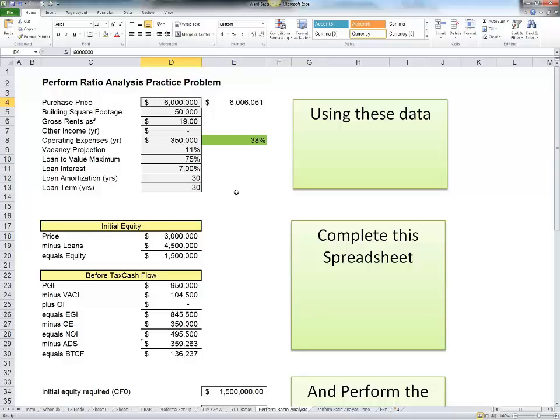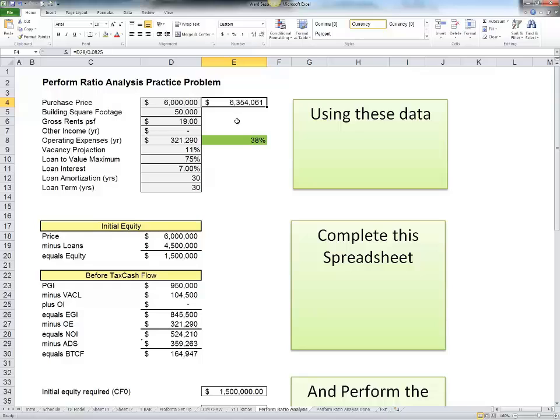Well, we go through and we take a look at this and we say, you know what, we think we're really going to be able to do is take our effective gross income at 38% and take those expenses from $350,000 down to $321,000. And we think we can cure that fairly quickly. When we do, we increase the value of this property from $6 million to $6,354,000. That's a pretty nice way to make $350,000.